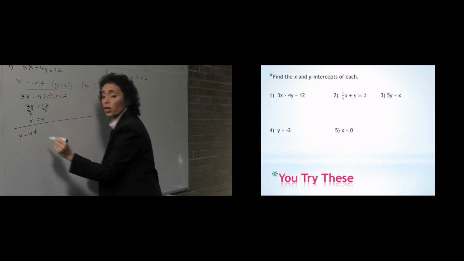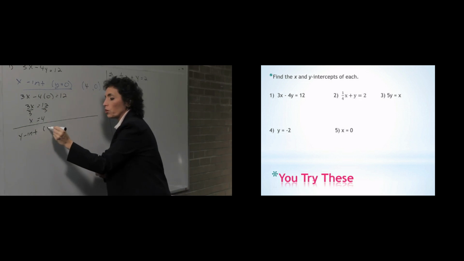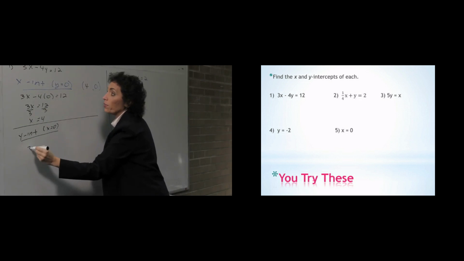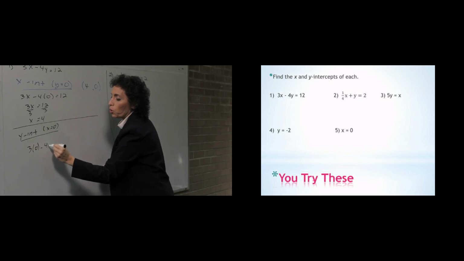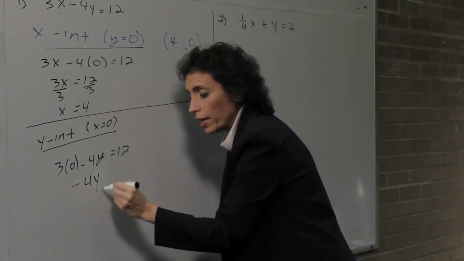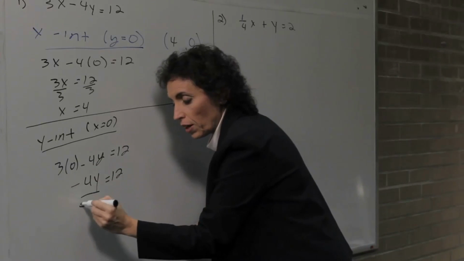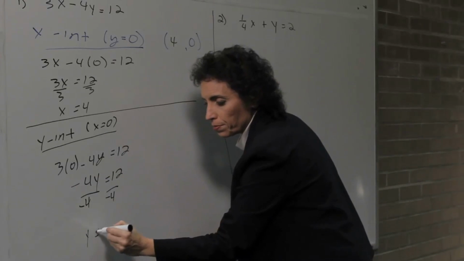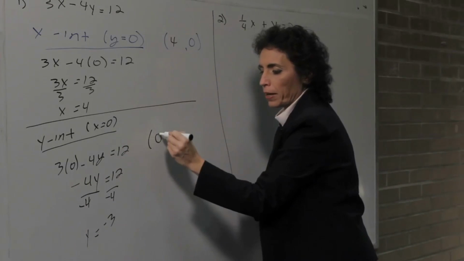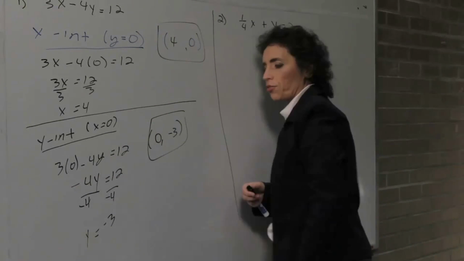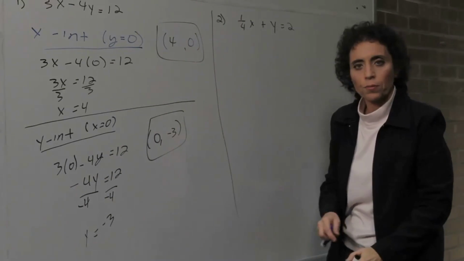Now I'm going to do my y-intercept. My y-intercept occurs when x equals 0, the opposite one. So I have 3 times 0 minus 4y equals 12. That's negative 4y equals 12. Divide by negative 4, and I get y equals negative 3. So remember, my x was 0, my y is negative 3. So there's my x-intercept and my y-intercept. Okay?